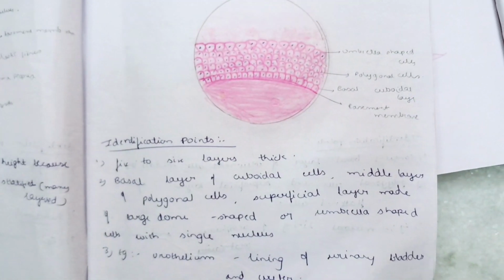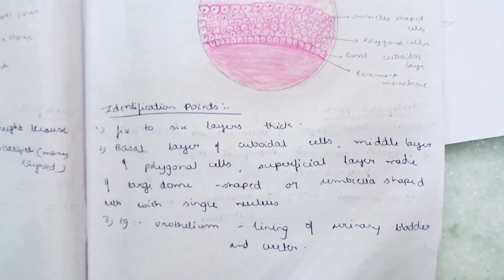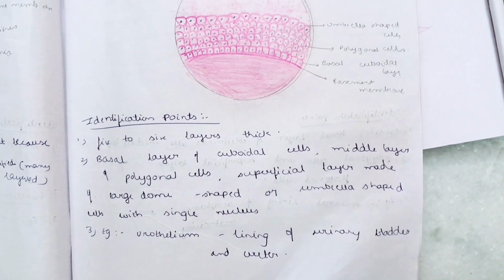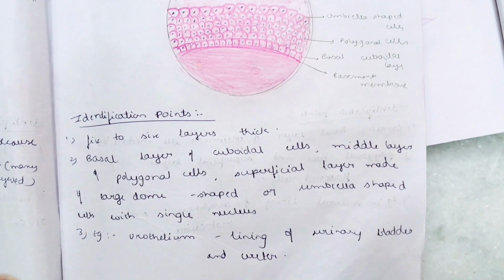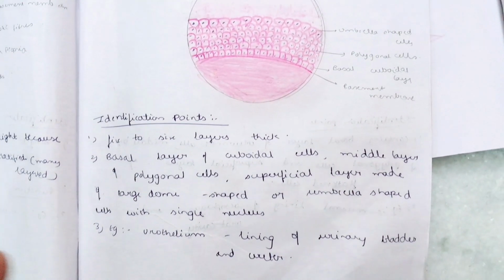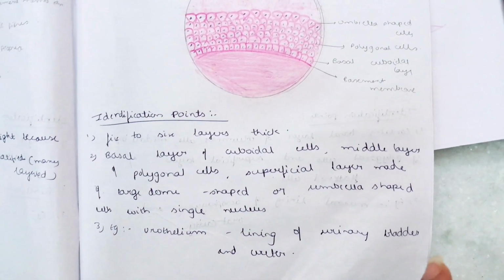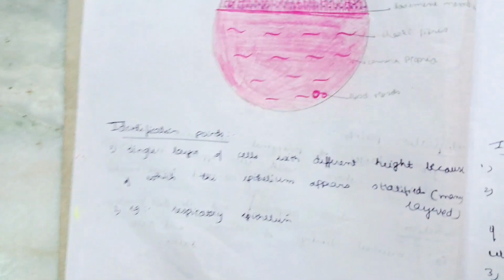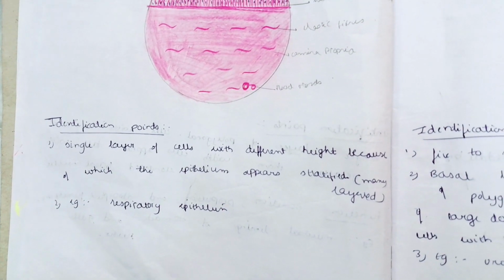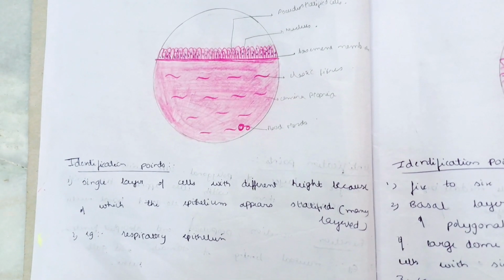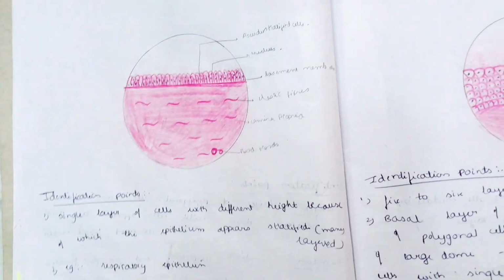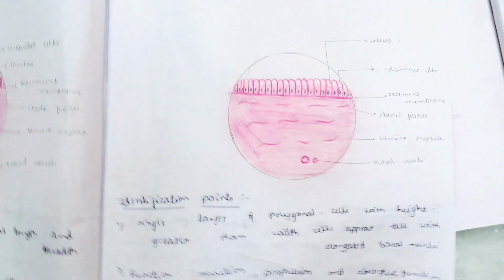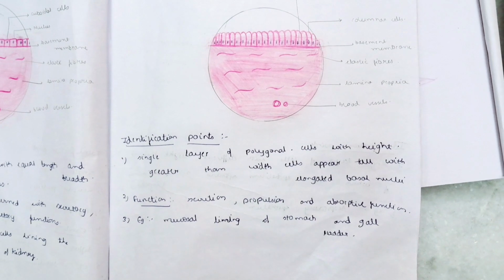These are the identification points of transitional epithelium. 5 to 6 layers thick, basal layer of cuboidal cells, middle layer of polygonal cells, superficial layer made up of large dome-shaped or umbrella-shaped cells with single nucleus, and urothelium lining the urinary bladder and ureter. And these are the identification points of pseudostratified epithelium. Single layer of cells with different heights, because of which the epithelium appears stratified, many layered. Examples include respiratory epithelium. These are the identification points of simple columnar epithelium.